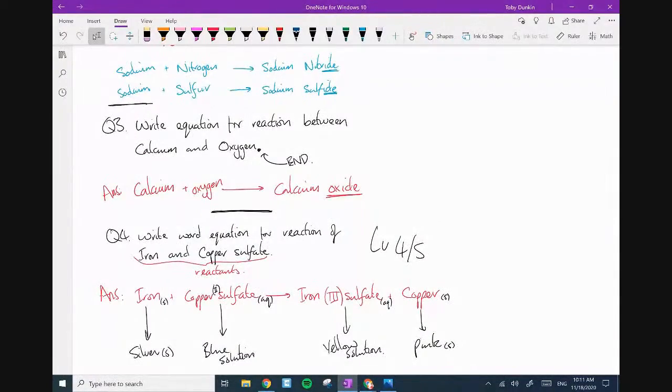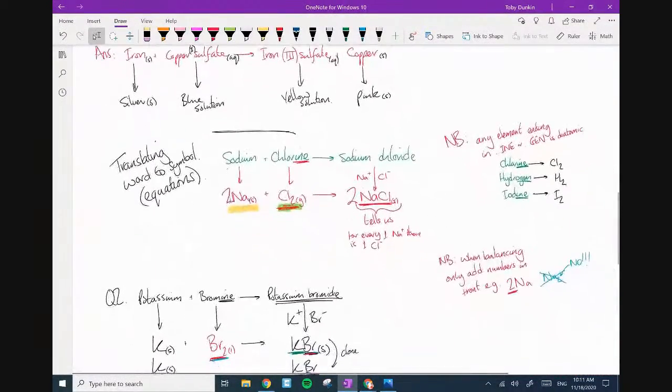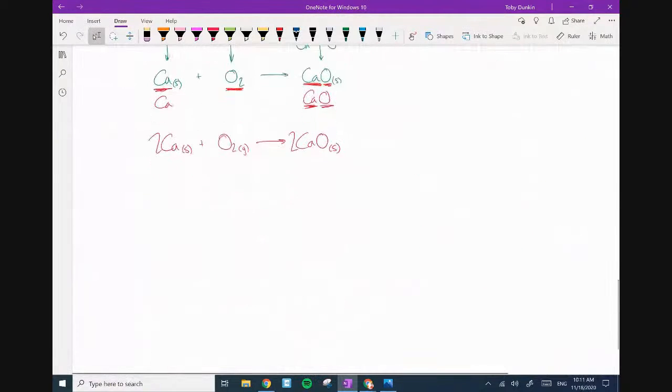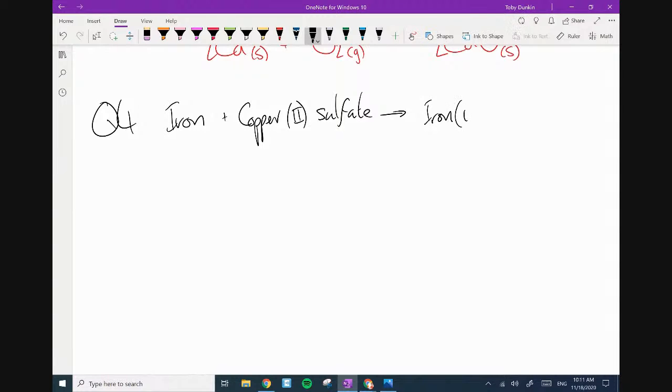So let's go for number 4. Let's do iron plus copper sulfate. I like it. So question number 4. How are we doing for time-wise? Doing great. Number 4. The word equation was iron reacting with copper 2 sulfate. Now this is much more challenging. The level just went up, folks. Iron 3 sulfate and copper metal.